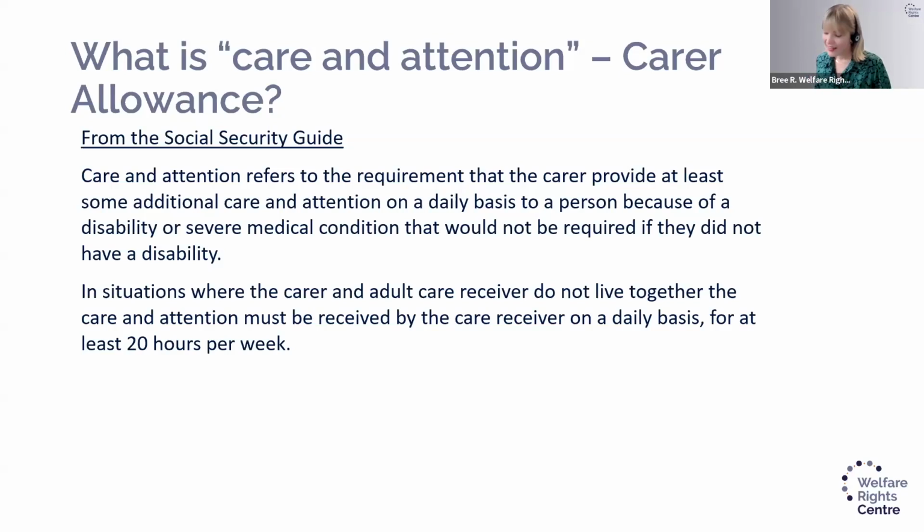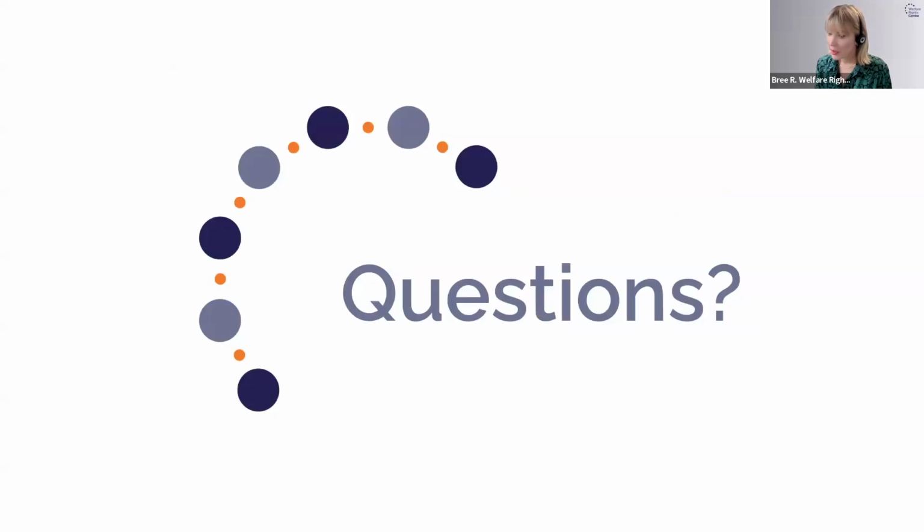Sorry. If parents are separated, can one parent dispute that they should get the carer allowance? Can it be transferred onto another parent? So I'll have to come back to that one.